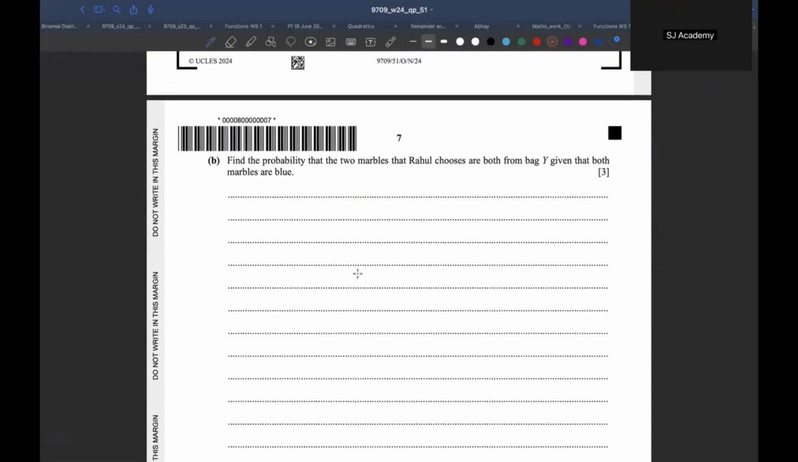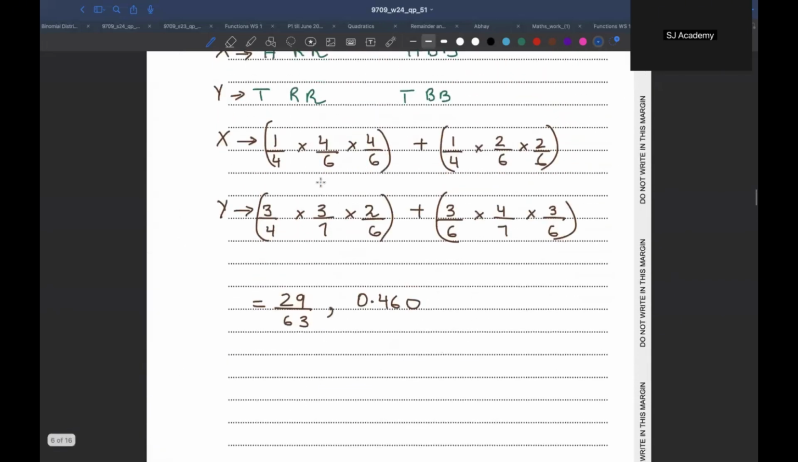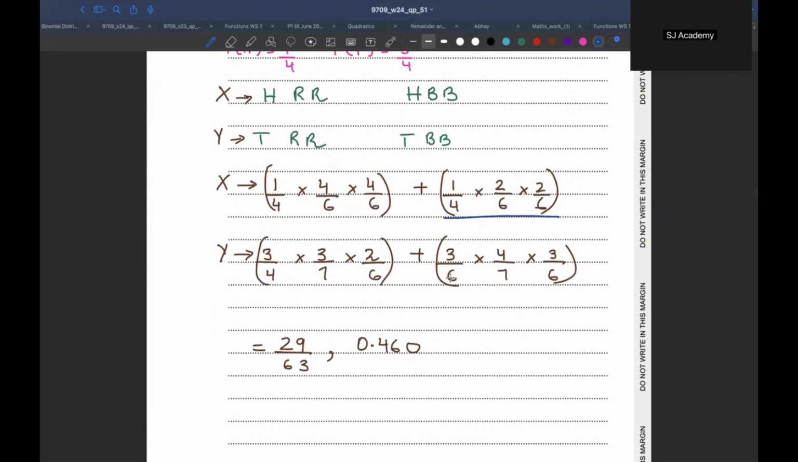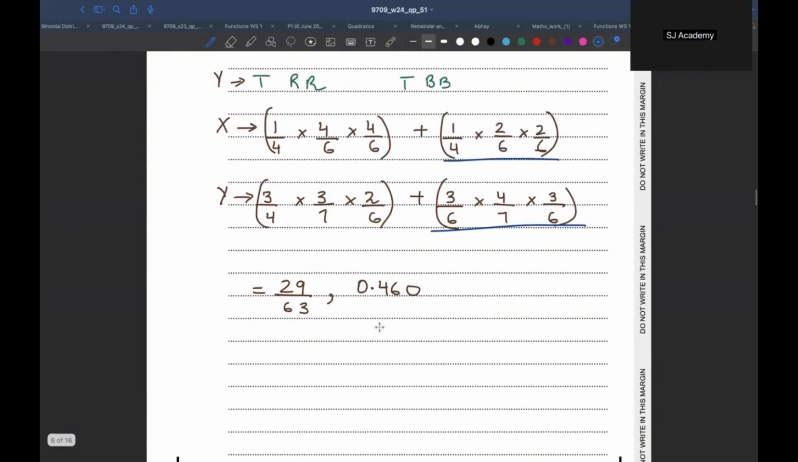In part B, it says find the probability that the 2 marbles that Rahul chooses are both from bag Y, given that both marbles are blue. Now it's a conditional probability question, right? So in this case, in the denominator, we'll take the total probability of both marbles being blue. So first we'll go towards the probabilities of blue marbles. We'll write this in the denominator.